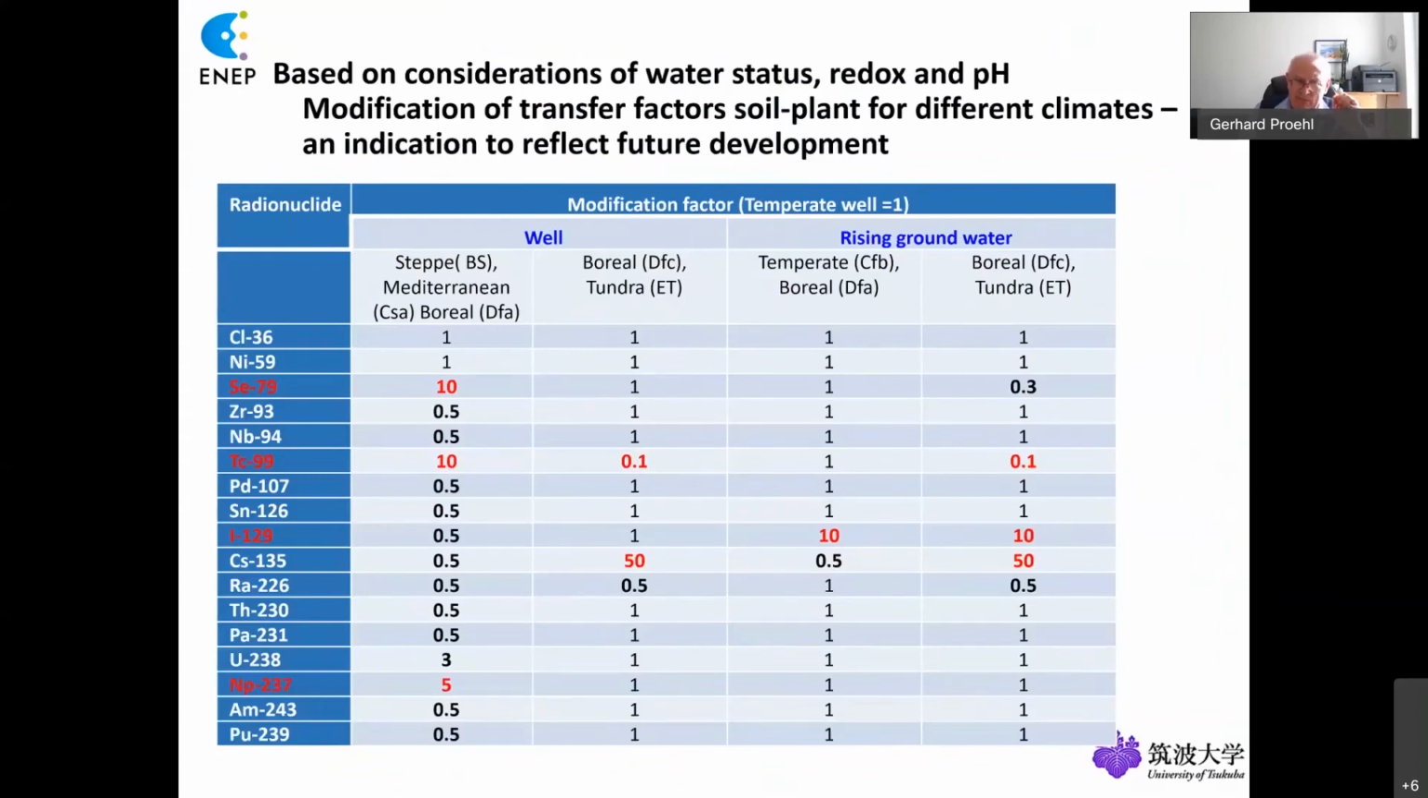The next thing is we have talked about the influence of speciation on mobility in soil, on availability in soil. We have started from the temperate area, and we have looked at a number of other areas like the steppe, Mediterranean area, hot climates, or boreal climates and colder climates. Since we don't have the data for all these different climatic conditions, what we did is we introduced modification factors. And these modification factors modify the transfer factor for temperate climate in a specific climate.